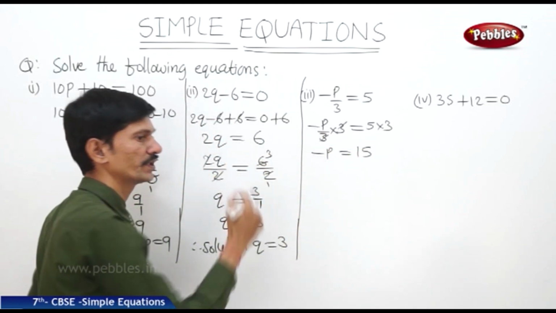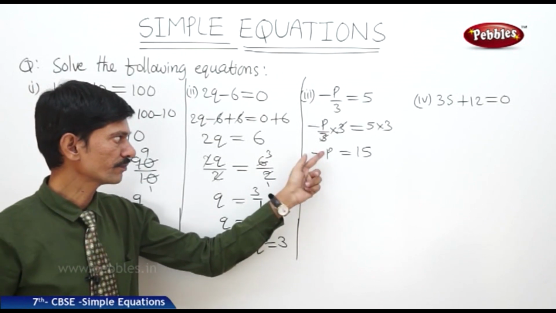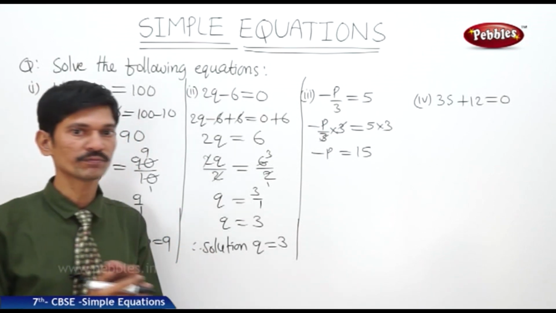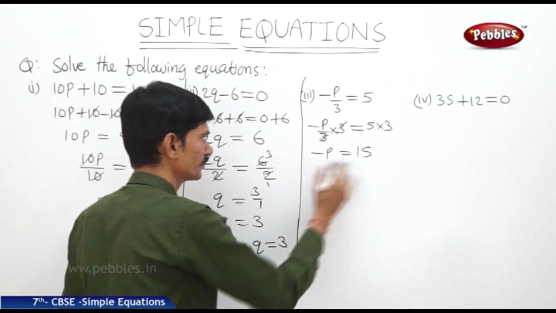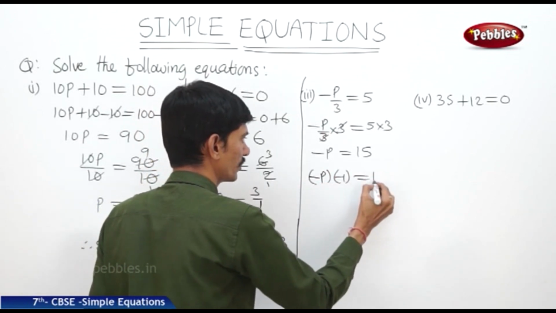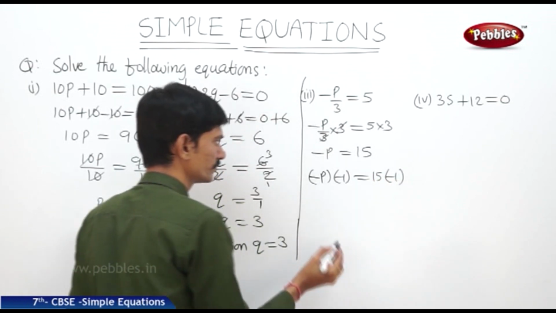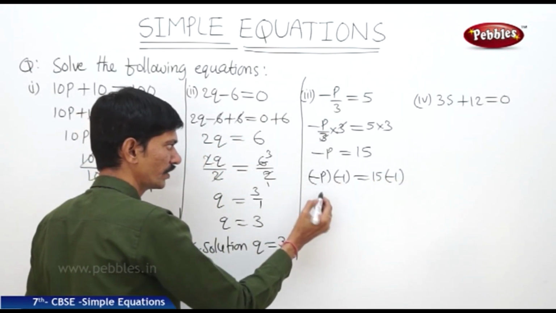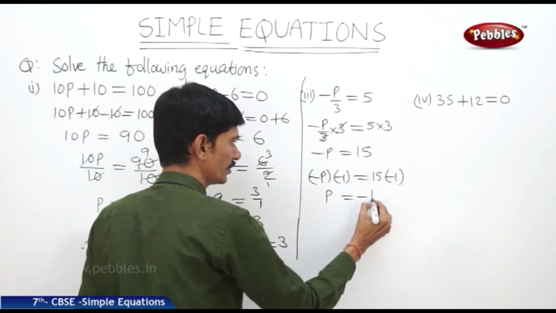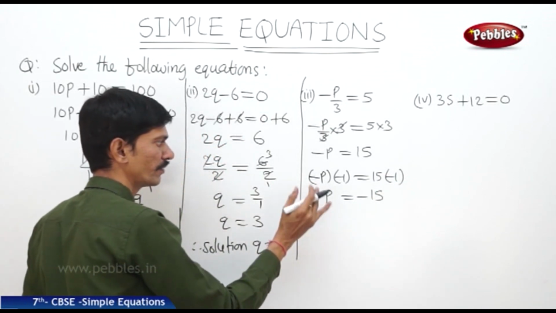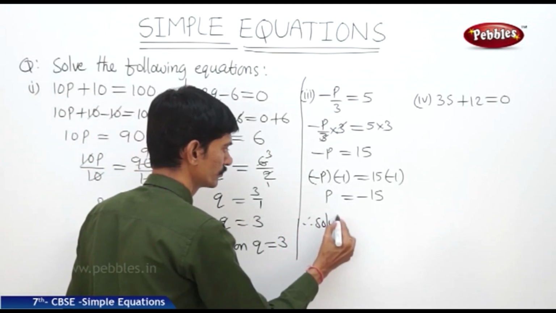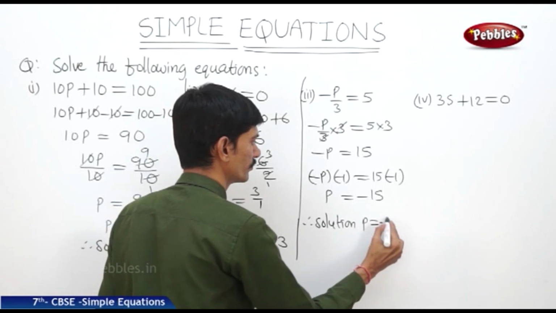But here we got minus p. So the coefficient of p is minus 1. How to cancel minus 1? Multiply on both sides by minus 1. So minus p is multiplied by minus 1 as well as RHS 15 is also multiplied by minus 1. Minus into minus is plus, and p ones are p, equals plus into minus is minus, 15 ones are 15. So the value p equals minus 15 is the solution of the equation. Therefore the solution is p equals minus 15.